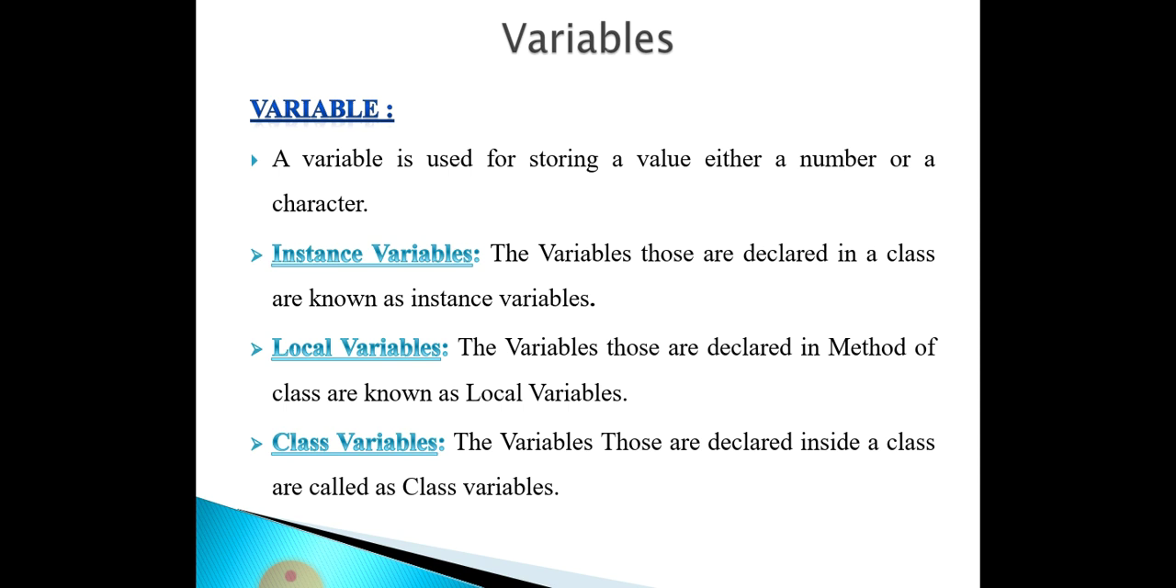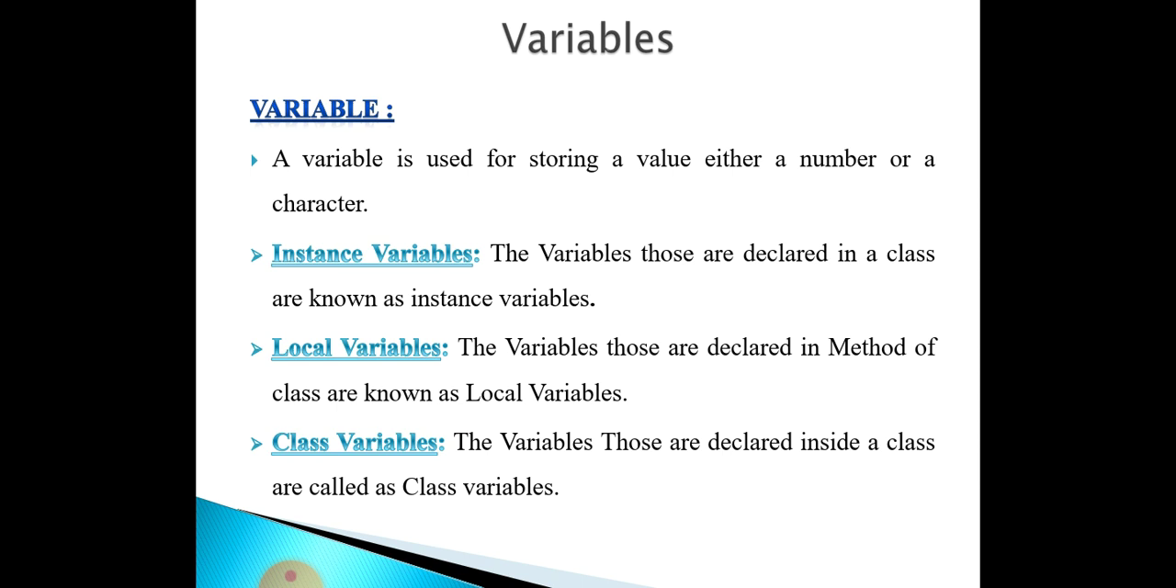Second one, local variables. Local variables are the variables declared in a method of a class. A local variable in Java is a variable that's declared within the body of a method. Instance variables are declared in a class only, but outside a method. Inside the method, a declared variable is a local variable; outside the method declaration, it is an instance variable.